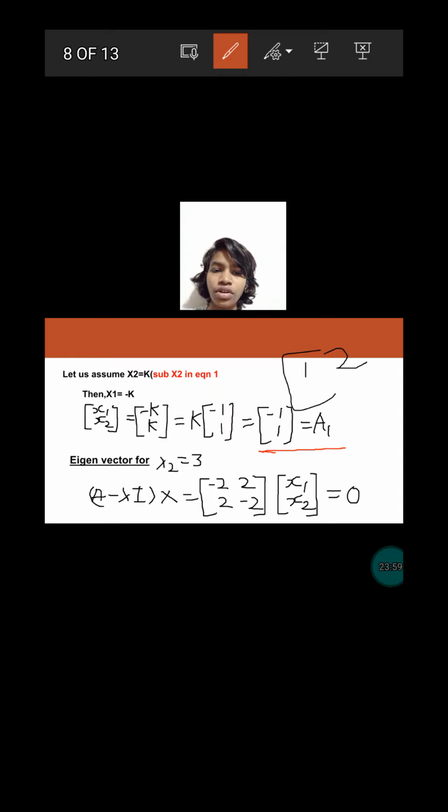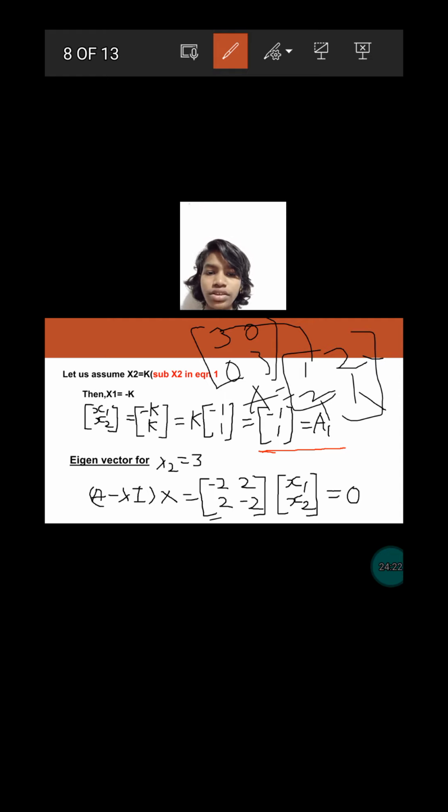A is 1, 2, 2, 1, and lambda I, here lambda I equals 3, 0, 0, 3. A minus lambda I: 1 minus 3 equals -2, 2 minus 0 equals 2, 2 minus 0 equals 2, and 1 minus 3 equals -2. This is the A minus lambda I matrix, and here x is the column matrix x1, x2.